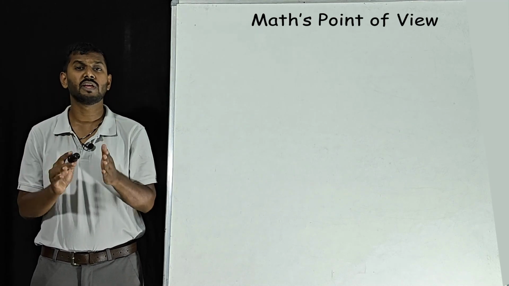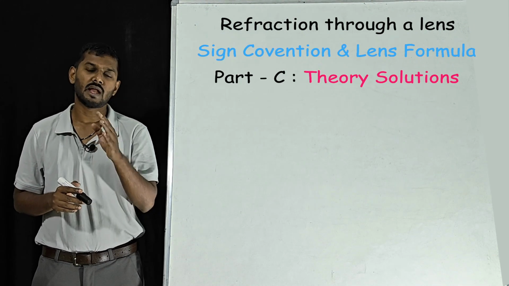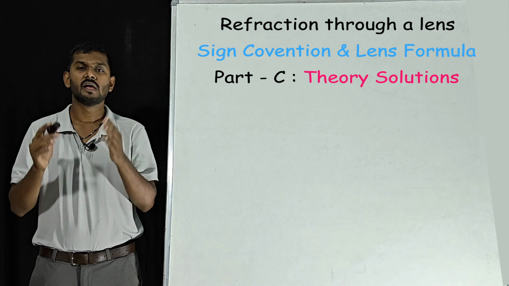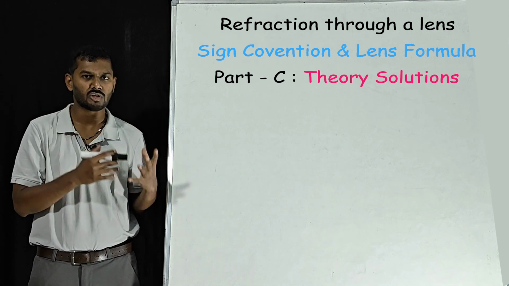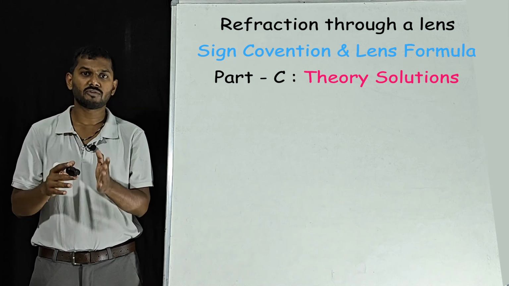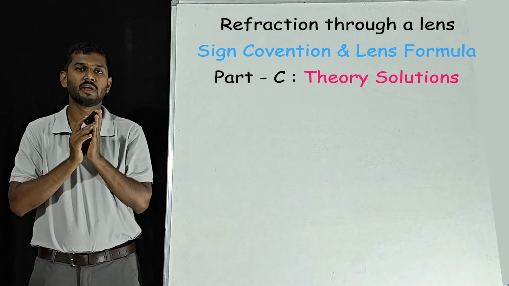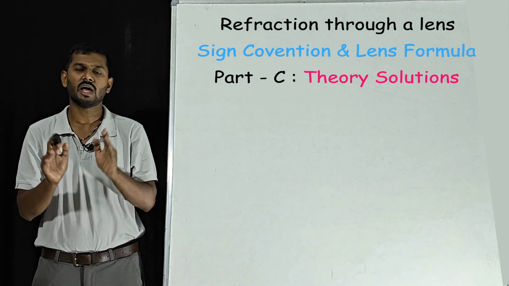Today we are going to solve each and every theory question from the concept, sign convention and lens formula. This is part C of the main chapter, refraction through a lens. After solving this, we have understood the concept, correct? After that we are solving some theory questions. After this one we are going for the numericals. So follow this hurdle, you will get the complete knowledge. So without wasting any time, we'll start with the first question.